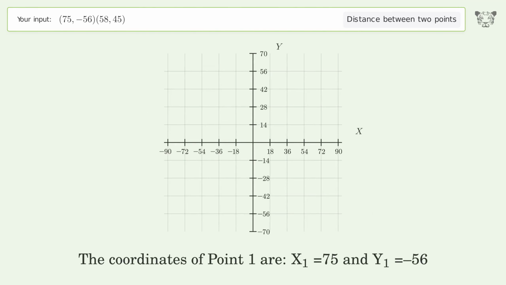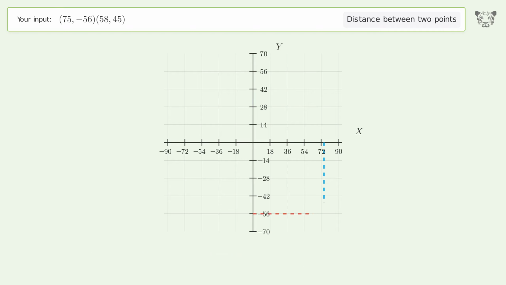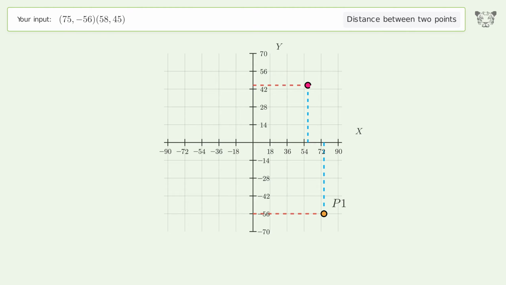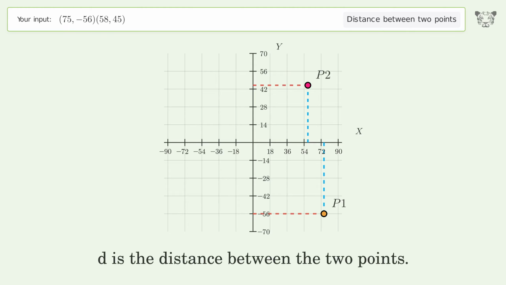The coordinates of point 1 are, x1 equals 75 and y1 equals negative 56. The coordinates of point 2 are, x2 equals 58 and y2 equals 45. D is the distance between the 2 points.